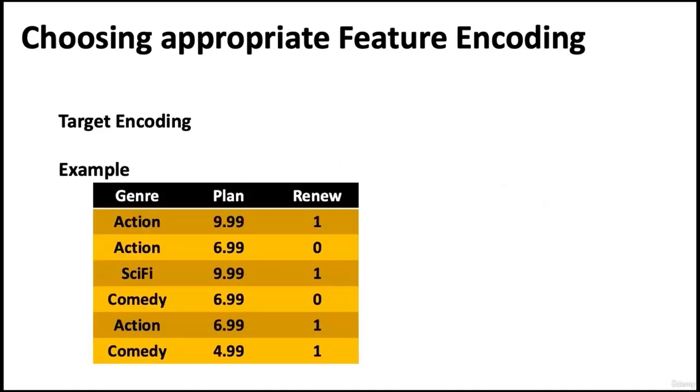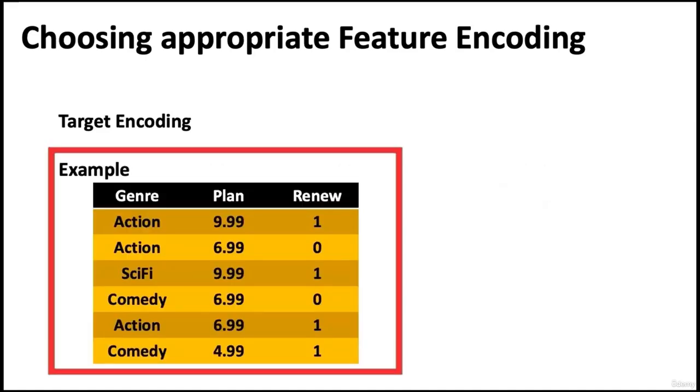Let's take a better example of target encoding. Let's say we have some data related to an individual's preferred genre, the plan or the subscription. The OTT services generally come with multiple options. How many devices do you want access to and things like that.